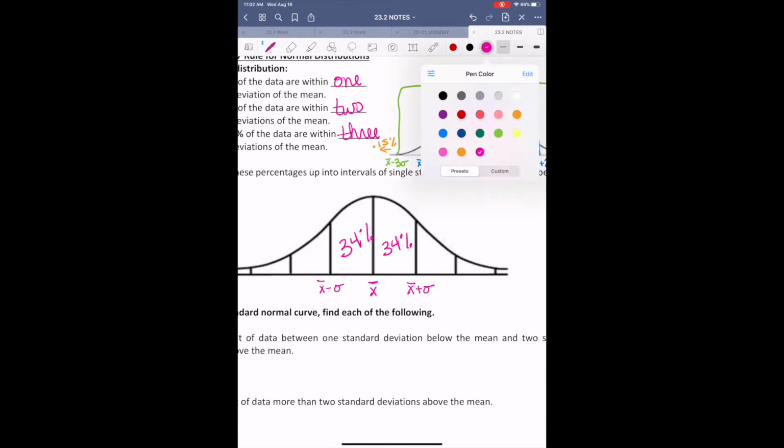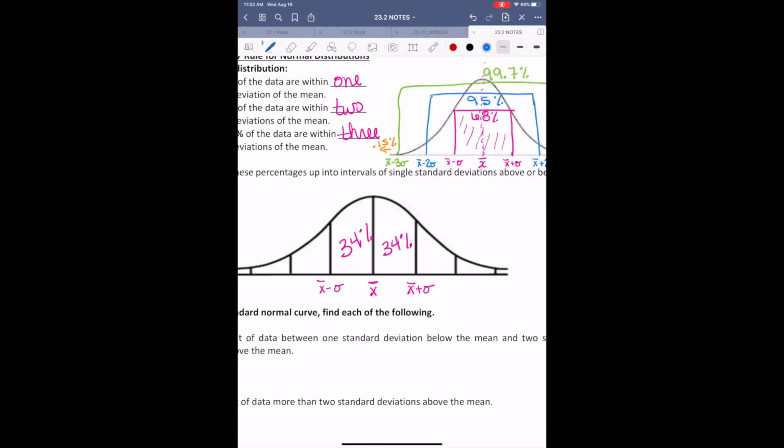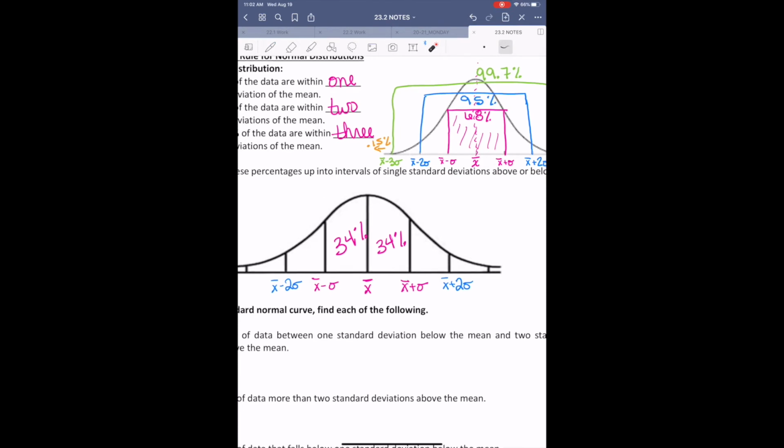Then we go ahead and look at the 2 standard deviations. So mean minus 2, mean plus 2, okay? And now here's where it starts to get tricky, okay?